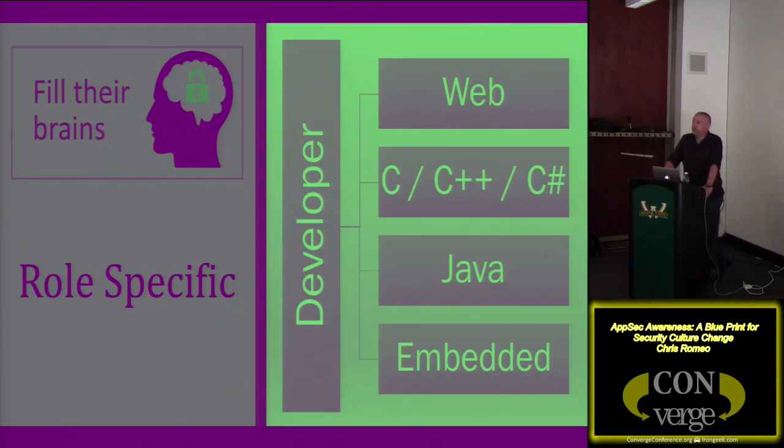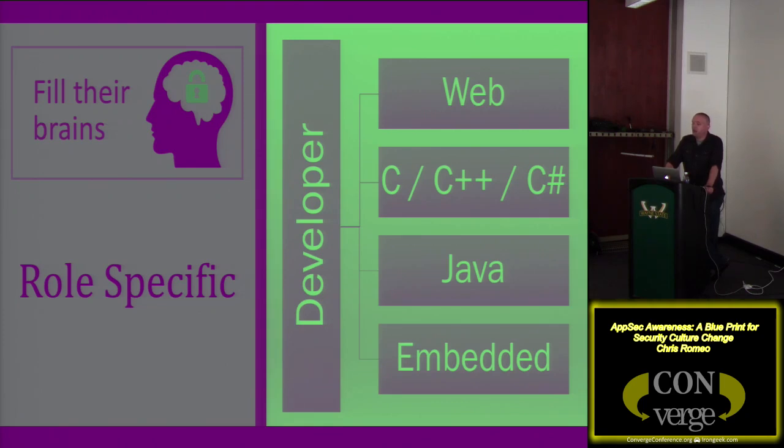Then the last part of filling their brains is it has to be role specific. Okay? You cannot expect a developer to be entertained by a vulnerability scanning set of content, right? Unless you're operating in an agile world where developers are doing all the different testing and roles and things. And maybe you're there, but in the traditional sense, you have to be role specific with your content.